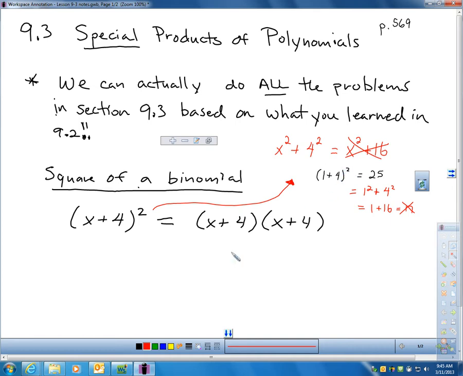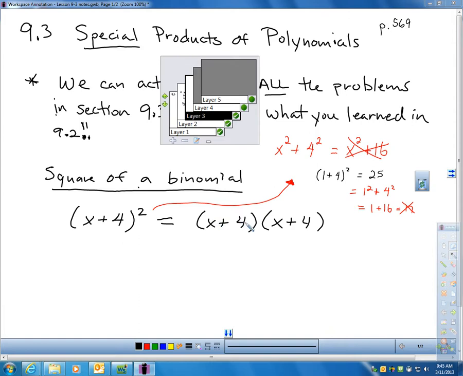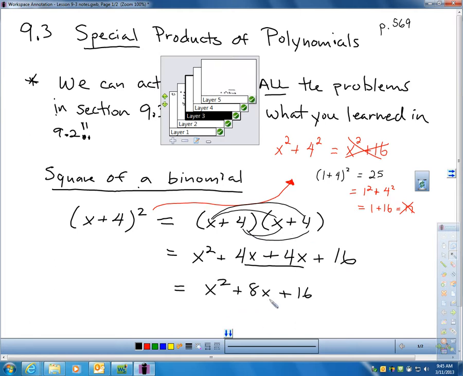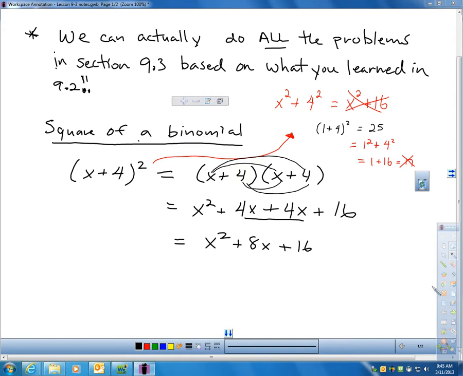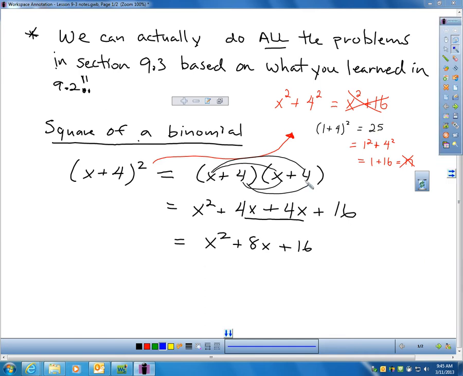When you square a binomial, that means take, in this case, x plus 4 times x plus 4. So what I would need to do is what I taught you in 9.2: double distribute. x times x is x squared, x times 4 is 4x, 4 times x is 4x, and 4 times 4 is 16, and you would get x squared plus 8x plus 16. But there is a shortcut to this problem. Whenever you have a binomial and you square it, there is a shortcut. I'm going to do that in a different colored pen.